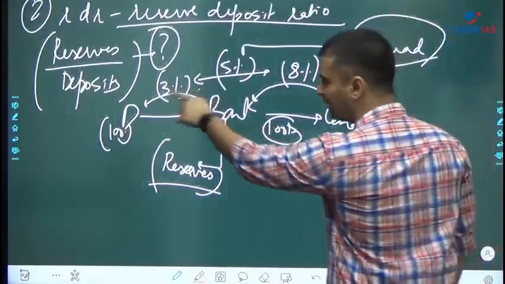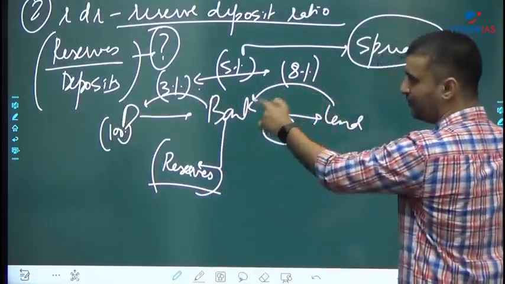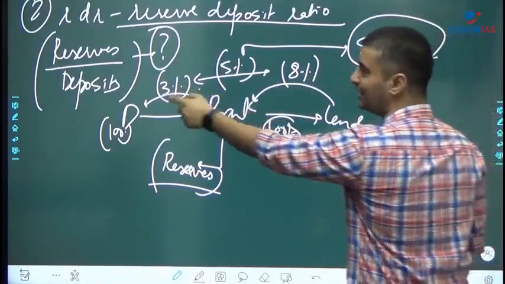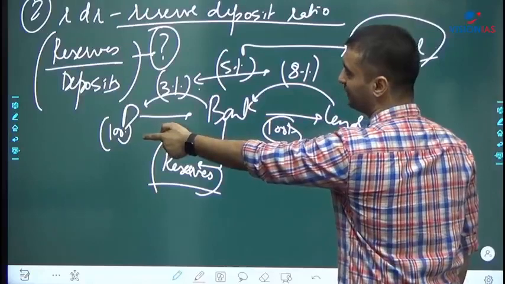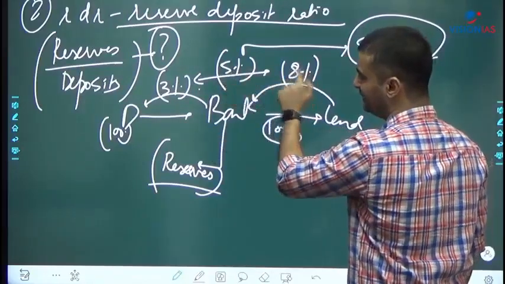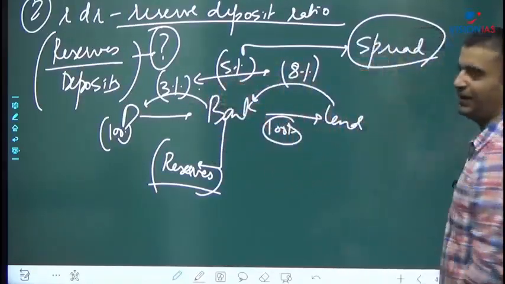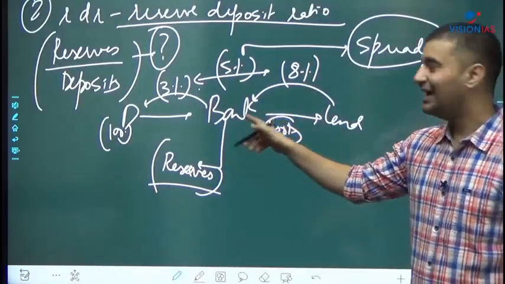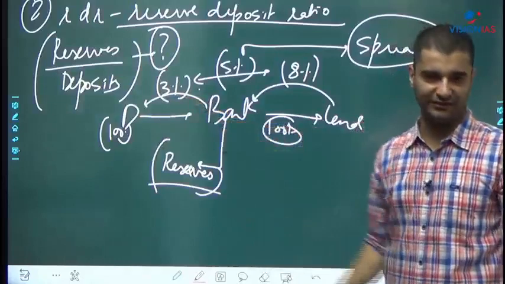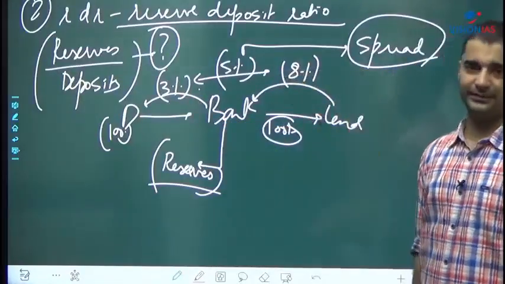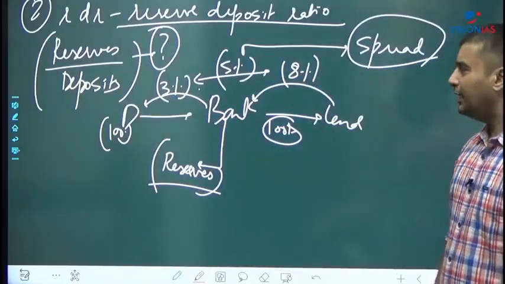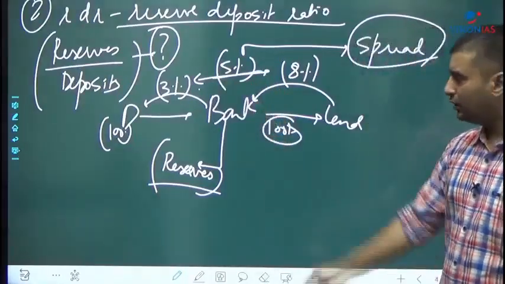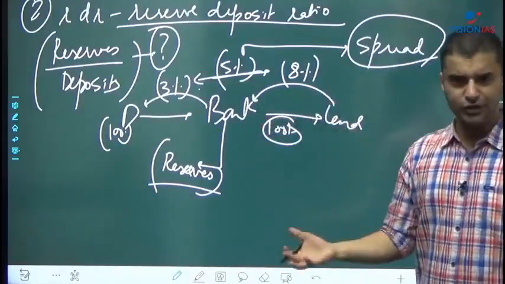This is what bank pays and this is what bank earns. Bank is earning 8% and bank is paying to its depositors 3%. The difference between this and this is called spread. Difference between bank's lending rate and bank's savings rate. This is called spread.